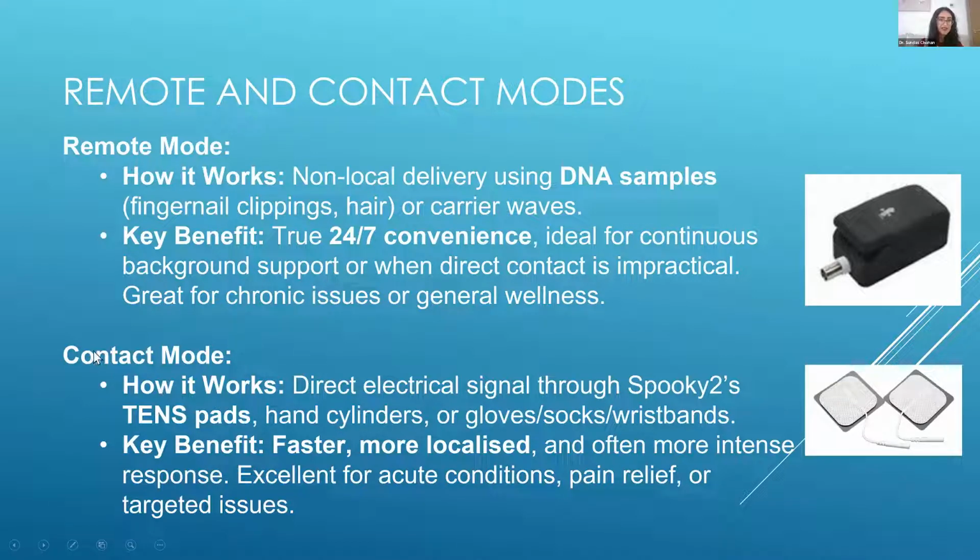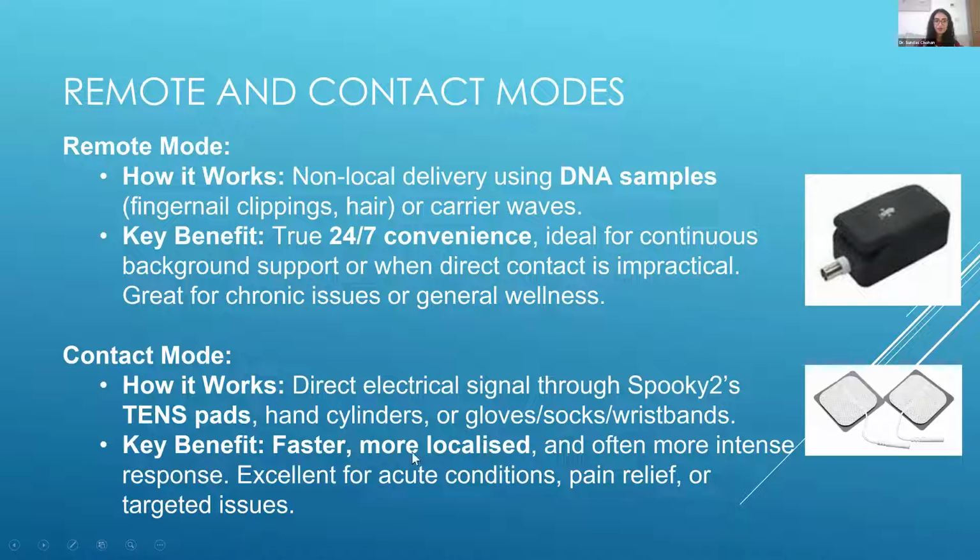I hope that helps. And then contact mode is where you get direct electrical signals through Spooky2's TENS pads, hand cylinders, and then you also can get gloves, socks, wristbands. They have a set, it's called the contact kit. And in that you can also get gloves, socks, wristbands that have these nodes for application of contact. So this is usually not well known, so that's why I've added it here. So you know that the TENS pads and cylinders are not the only two options, but you do have these other options as well.